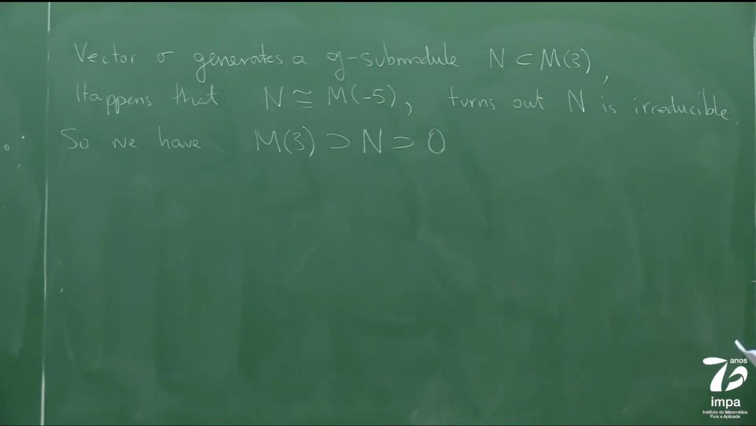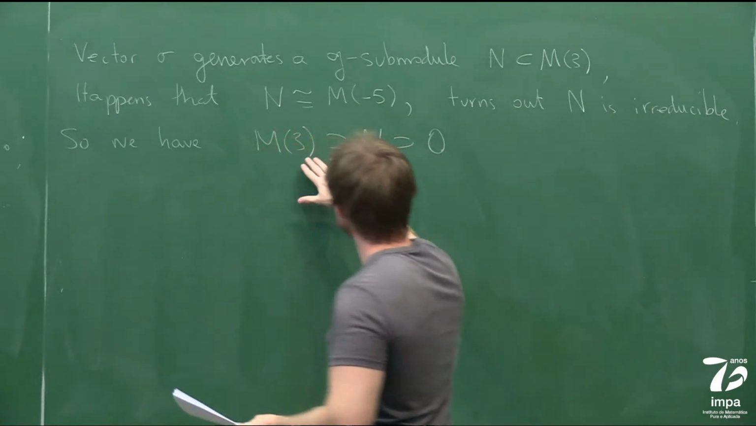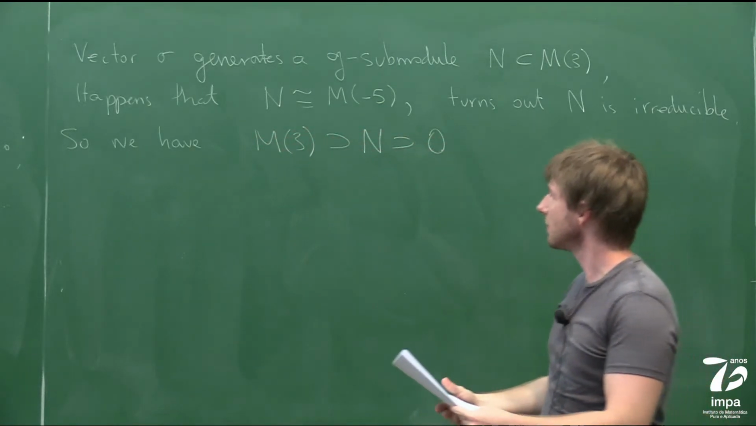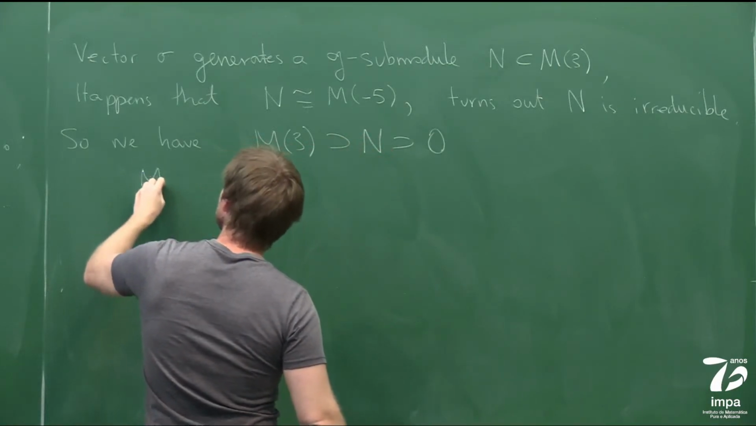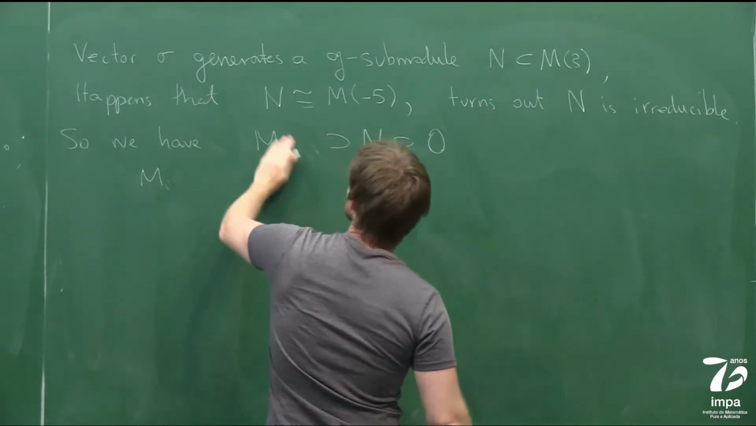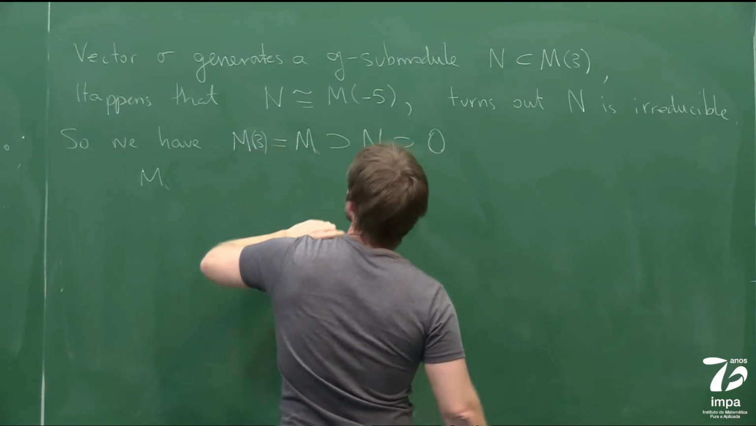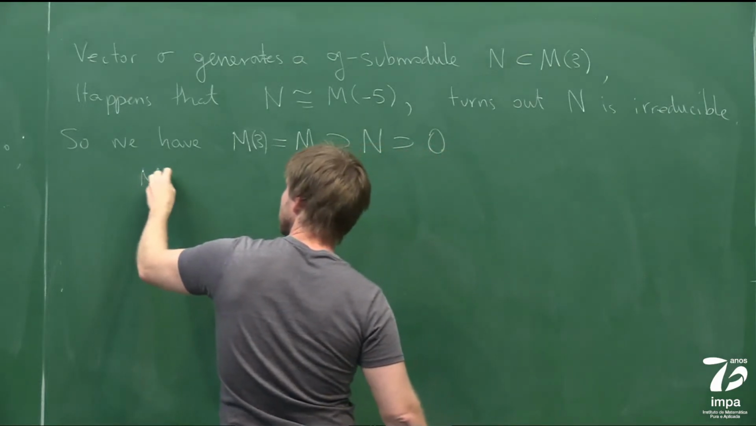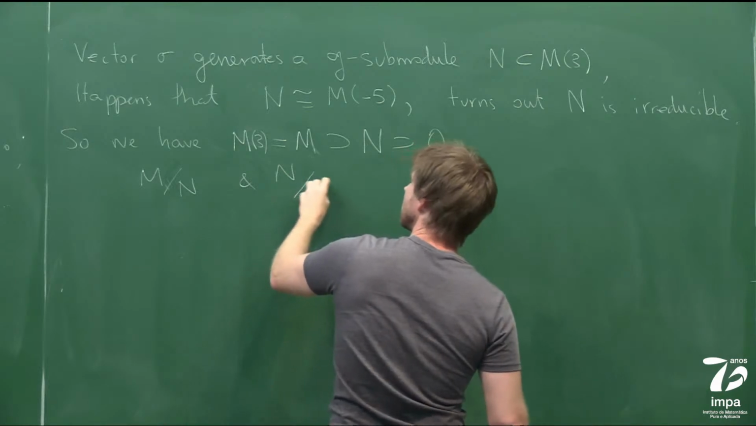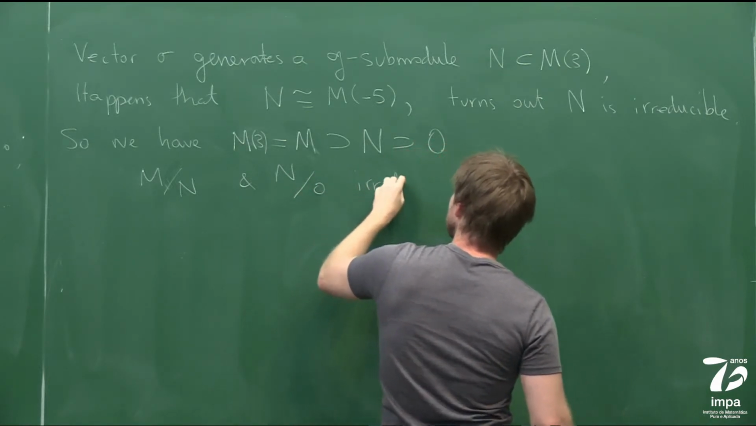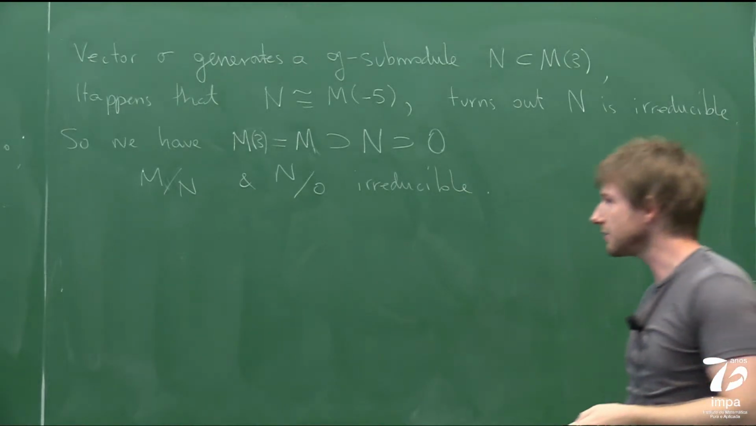Well, the other thing that happens is that n is irreducible, unlike m itself. So what we have is a situation where we have a submodule or a string of submodules like this, and all of the quotients, I call this m, okay, such a thing is called a composition series in algebra.